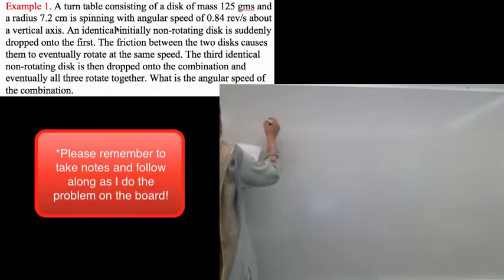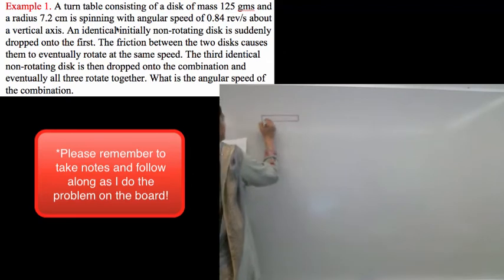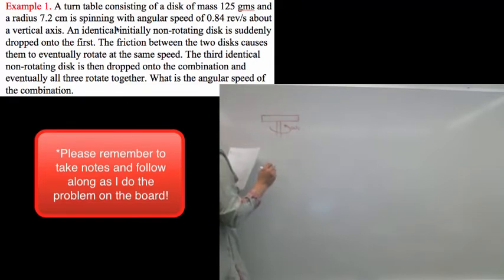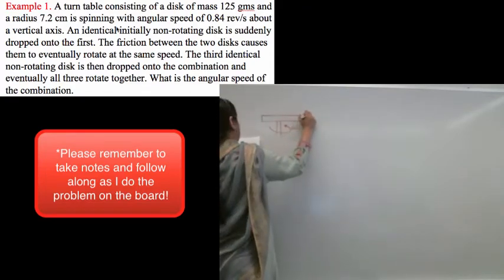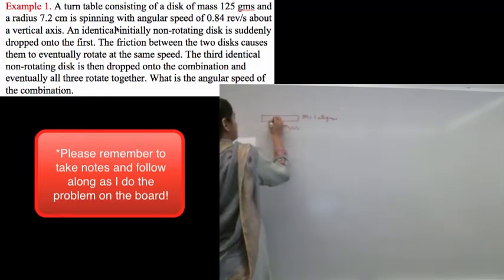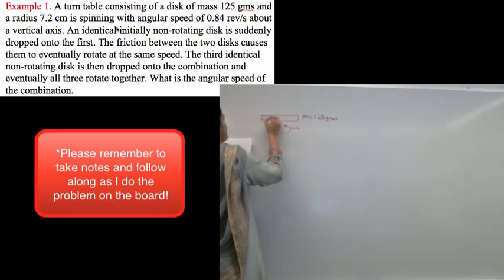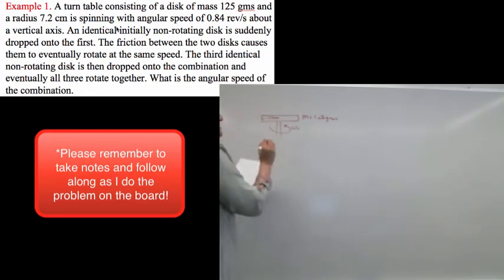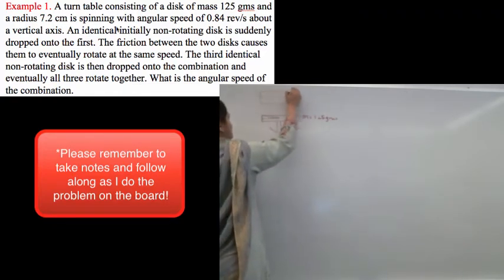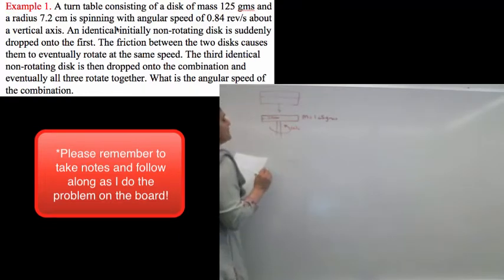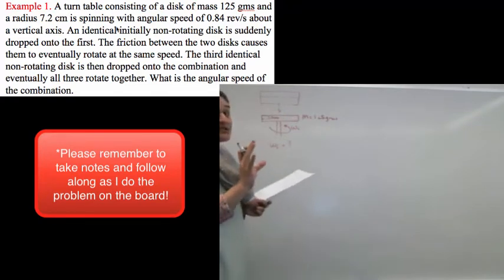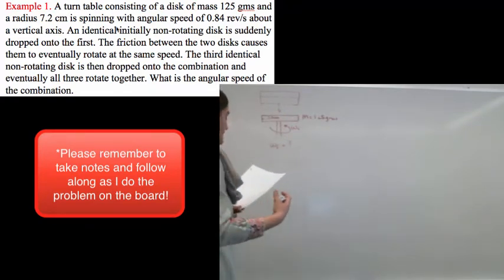So this question says that we have a rotating turntable, right? And it's rotating with some omega initial. It has a certain mass m, which is 125 grams, and a certain radius, which is 7.2 centimeters. And then it says that there are two masses that are dropped on top of it, and it wants us to find omega final. What is omega final? And they also say that the masses are identical.